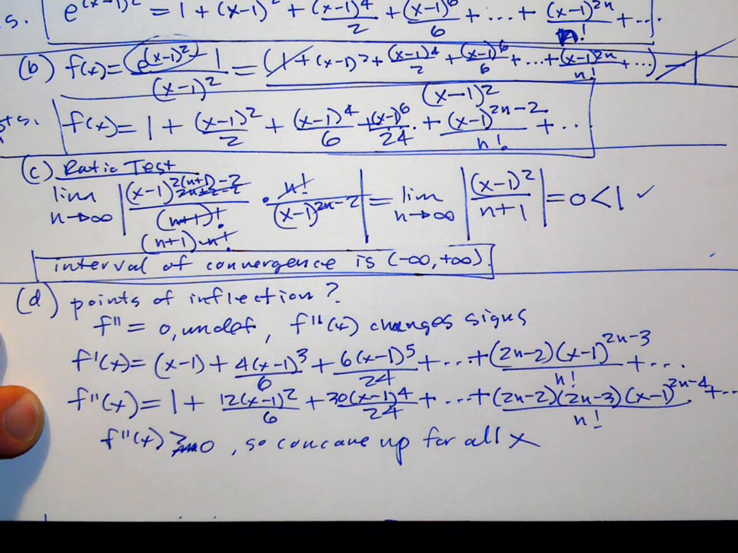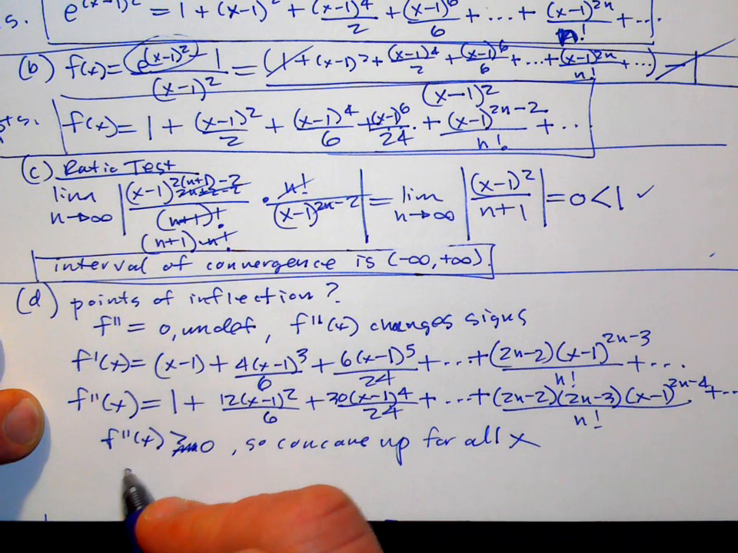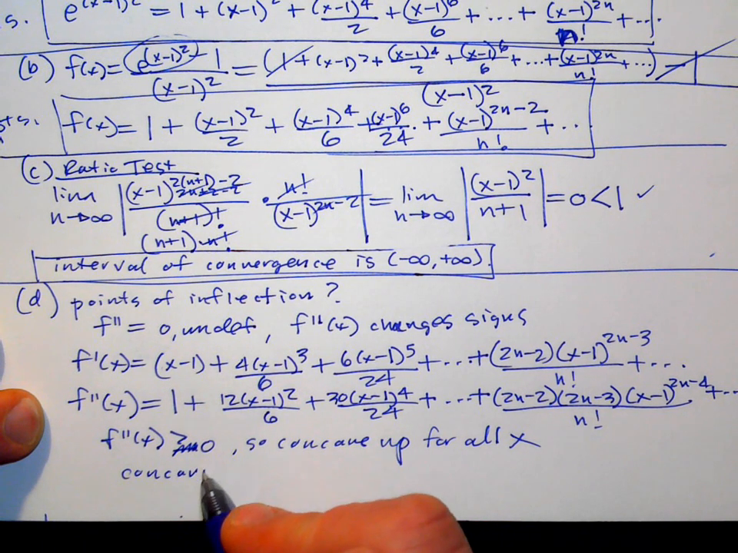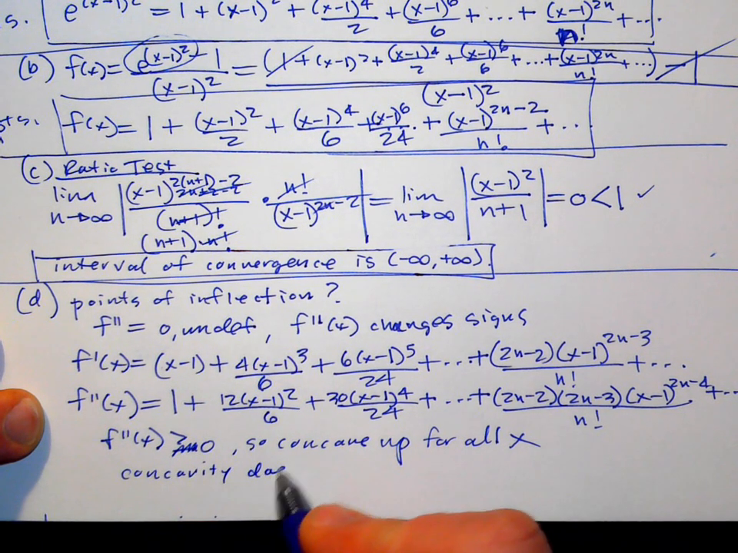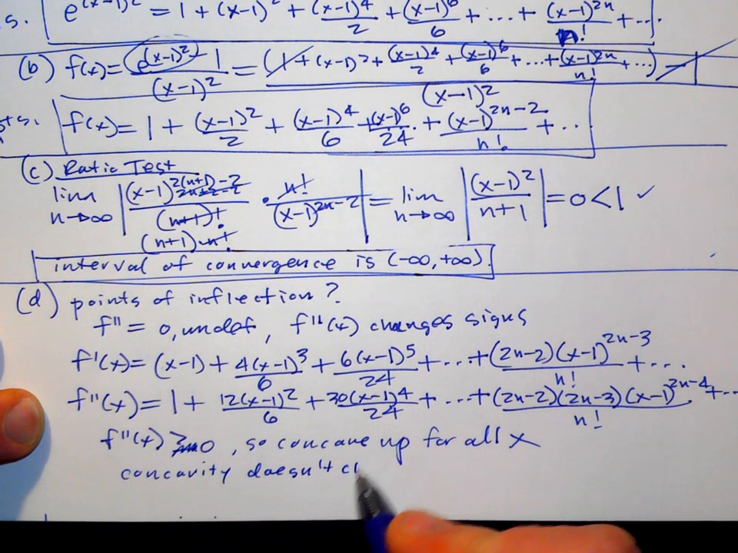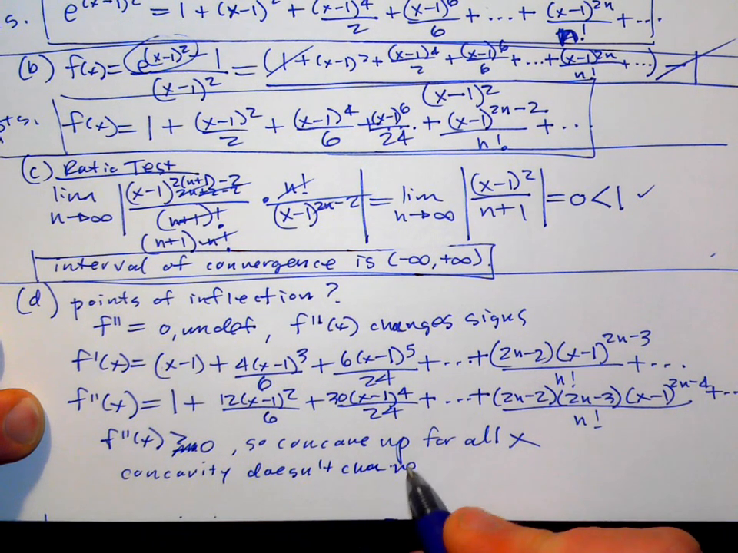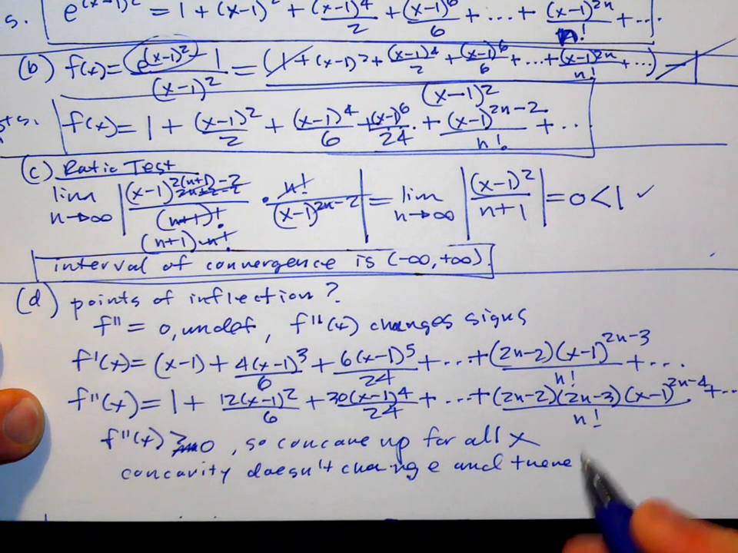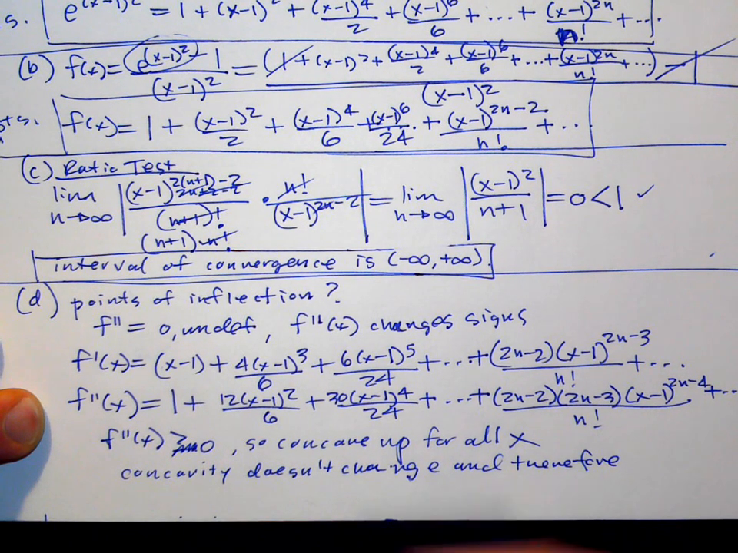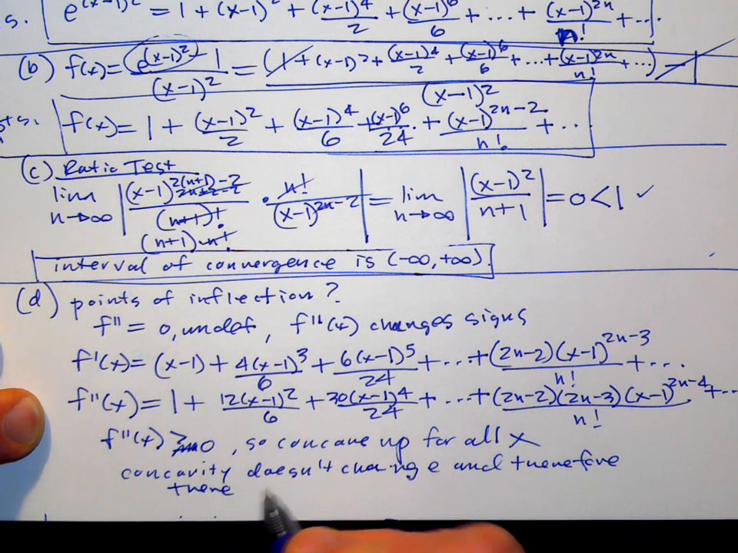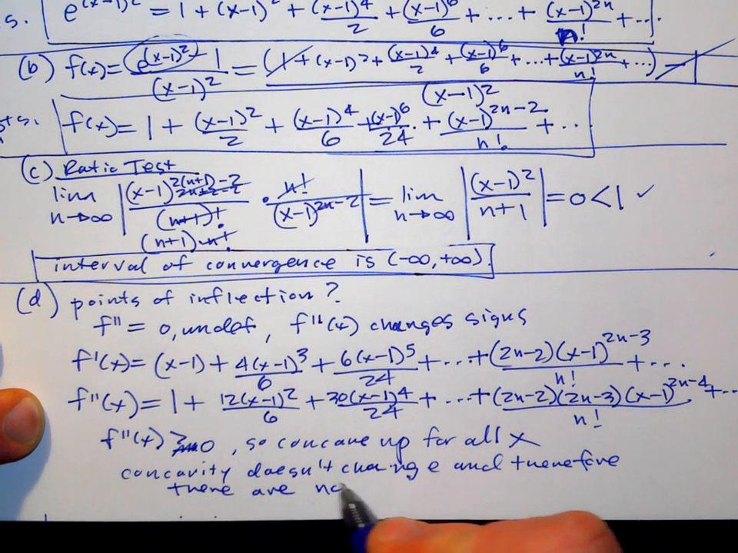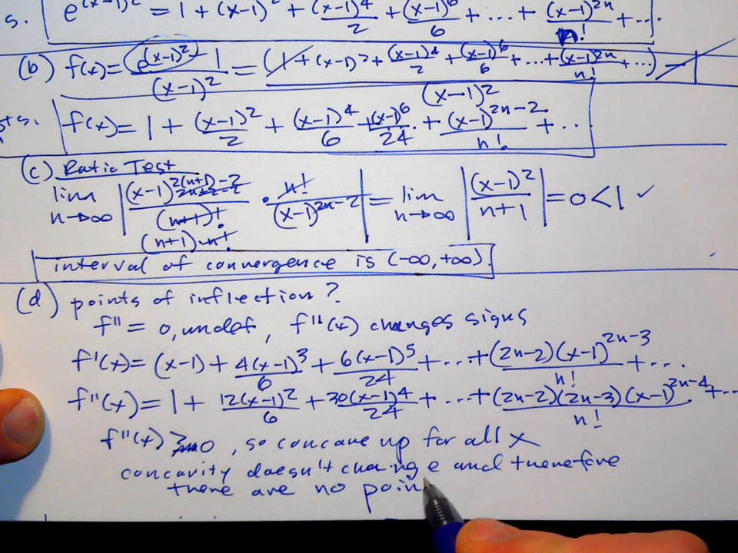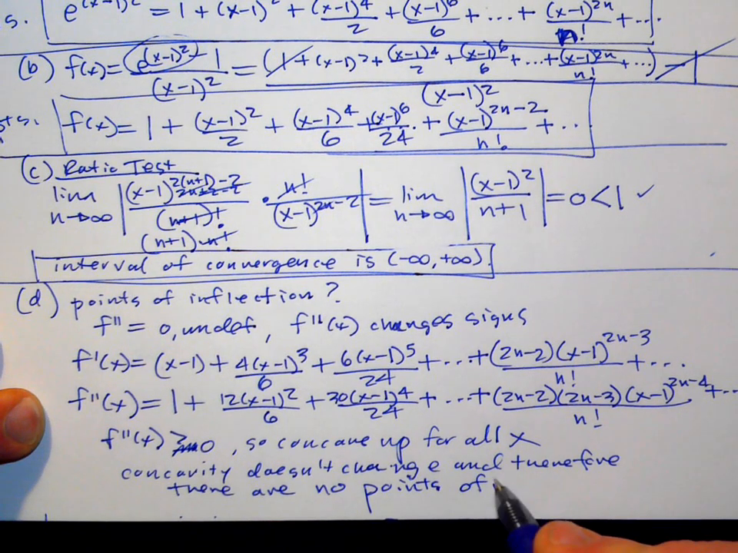So does it have any inflection points? Well, if it's concave up all the time, that means concavity doesn't change. And therefore, there are no points of inflection.